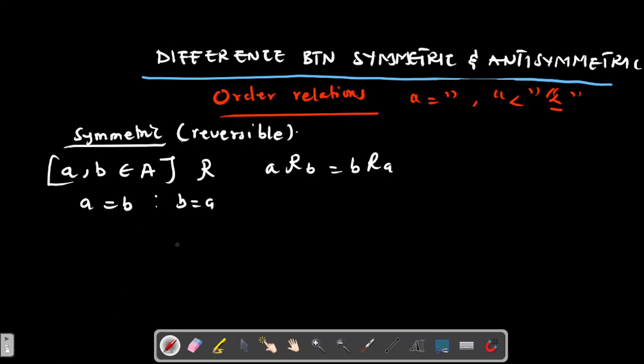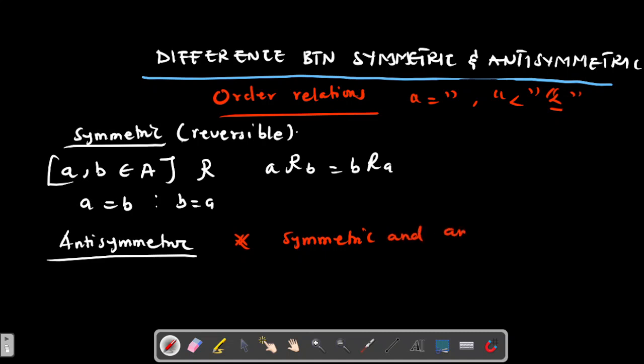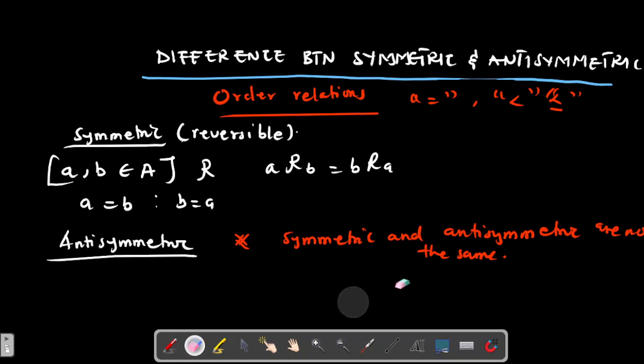Now let's also analyze antisymmetric. When it comes to antisymmetric, what are we trying to do here? Take note, for the very first one, that symmetric is not the opposite of antisymmetric, neither vice versa. So symmetric and antisymmetric are not opposite. That's what I'm trying to say.